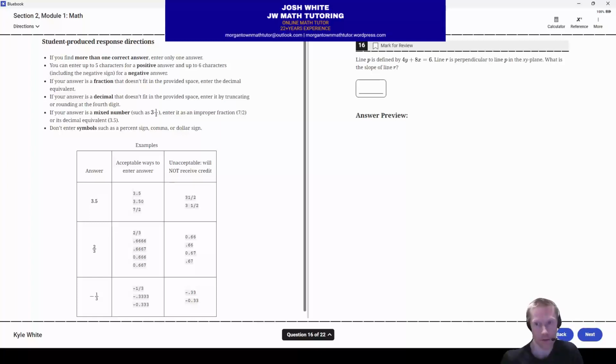Next up, for 16, we have a student-produced response, and you're basically given a line. And they tell you that R is perpendicular to this line. So all we have to do is find the slope of this line. Now, if you know the shortcut formula, I'm just going to rearrange this and put it into standard form, AX plus BY equals C. If you know the shortcut formula, which is that the slope is negative A over B, then you could just look at this and realize it's going to be negative 8 over 4, which is negative 2.